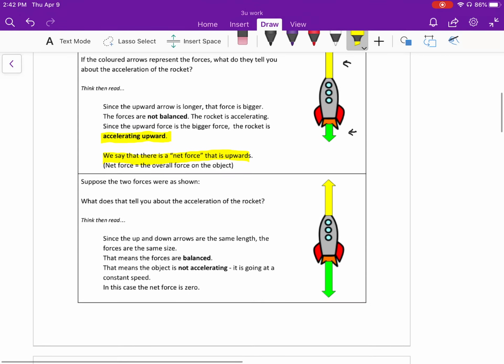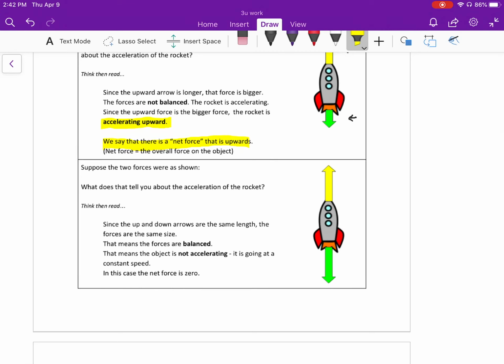If we switch it up, a different scenario: if the two arrows are exactly the same, that means the net force is zero. There is no unbalance. The two forces cancel each other out. Since there's no unbalance, the rocket's not accelerating. This could mean the rocket's in the air. If it's in the air, the down force would be gravity, and the up force maybe the rocket's motor or thrust, whatever word you want to call it. Maybe it's in the air and moving at a constant speed.